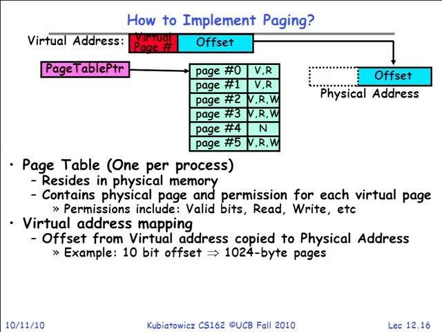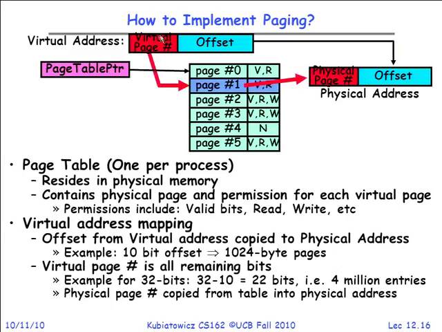And the only thing left to go from virtual to physical is to figure out what to fill into this little dotted segment. And how do we do that? We take the virtual page number here. We use that as an offset in our page table. That gives us the physical page number, which we copy into our physical address, and we're done.